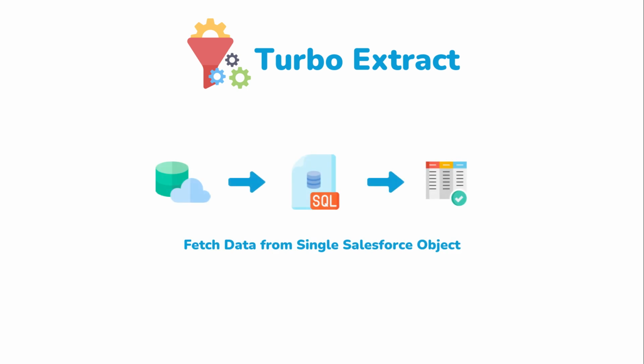The first is Turbo Extract. Using this, we can fetch data from a single Salesforce object. Additionally, you can fetch the data from its related parent object as well.